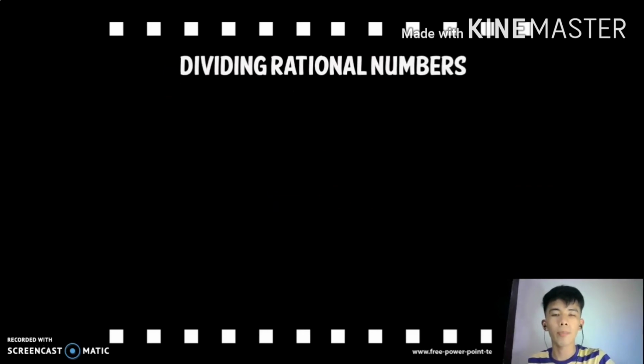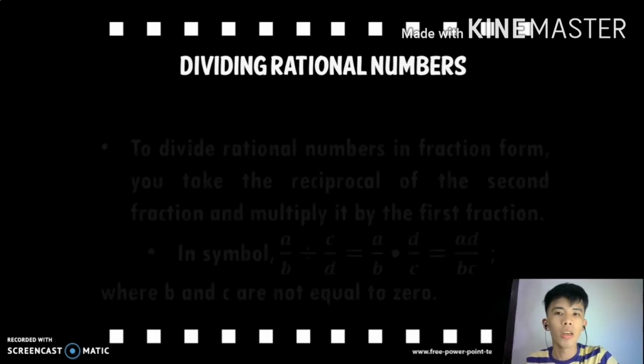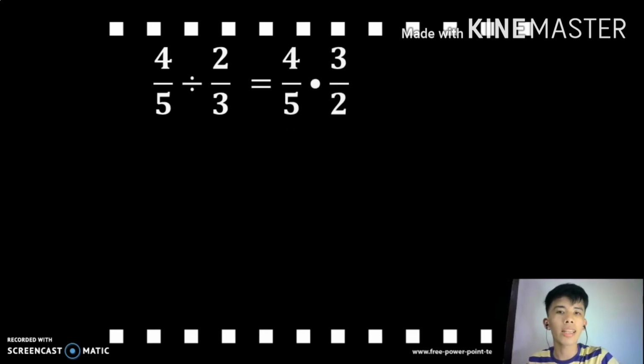Next. Dividing. So, dapat master natin ang multiplying kasi ito ay related sa dividing rational numbers. Ito naman, ang gagawin dito, una, halimbawa, 4 over 5 divided by 2 over 3. So, ang gagawin lamang dito, una, is to get the reciprocal of the second fraction. Diba ang second fraction natin or the divisor is 2/3. So, ang reciprocal niya or kabaliktaran is 3 over 2. Yung nasa baba, dadalhin sa taas. Then, yung nasa taas, dadalhin sa baba. Then, after that, yung division, gagawin na nating multiplication.